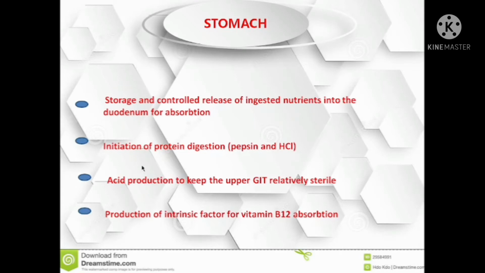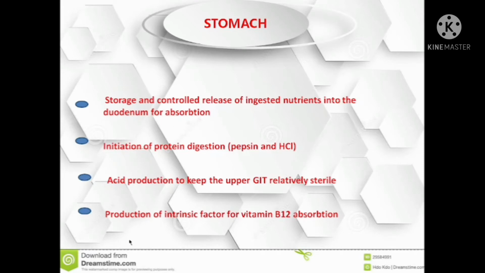Now the acid production keeps the upper GIT relatively sterile. In the stomach there are some cells, for example the parietal cells. They ensure acid production, okay. What they do is produce acid to keep the upper GIT relatively sterile. Very important. Sometimes the acid production exceeds the normal range, and that results in some pathology, which we'll be talking about.